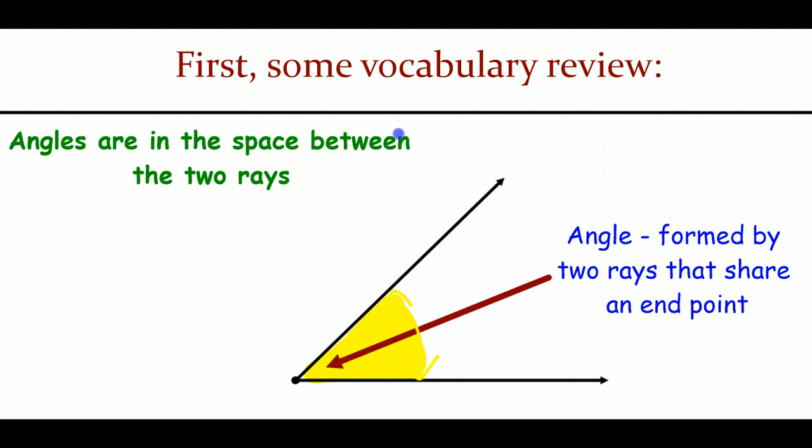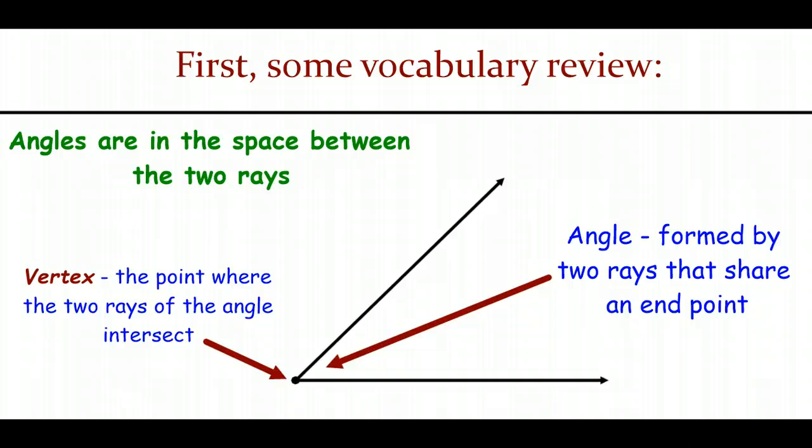Now, certainly the rays are important because it is the rays, after all, that form the angle, but the angle itself is the space between the rays. And with an angle, we have special names for the parts of the angle. Obviously, the rays are just rays, but we have a name for this point here where they come together, and we call that the vertex. It's the point where the two rays of an angle intersect.